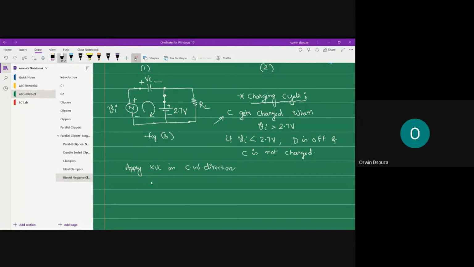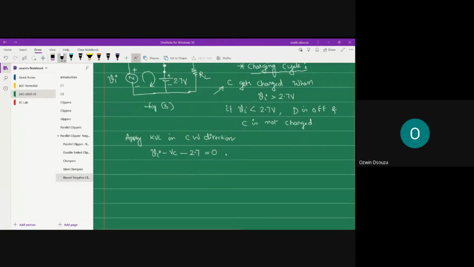So when you apply KVL, what do you get? Minus to plus Vi, plus to minus, hence VC, and plus to minus, that is minus 2.7, is equal to 0. So this is your KVL equation, and from this equation, you can extract the value of VC. So VC is going to be Vi minus 2.7 volts. This is the capacitor voltage.